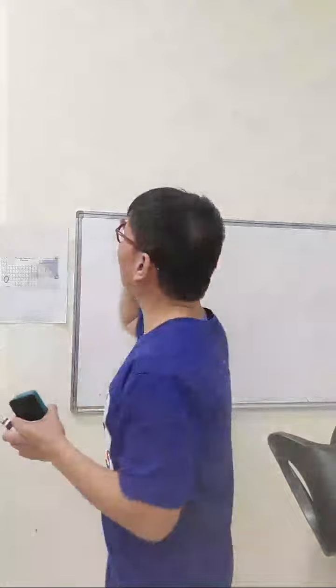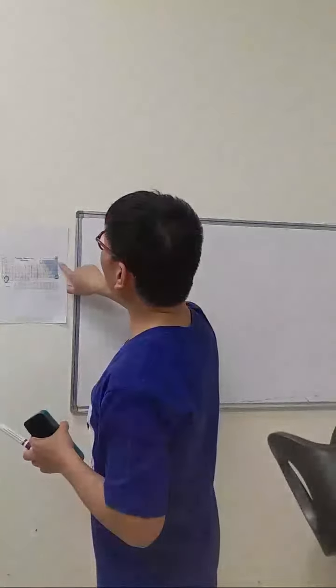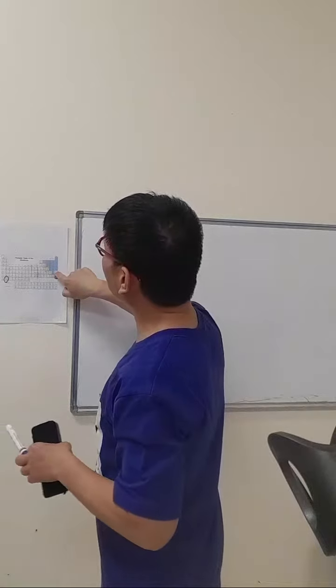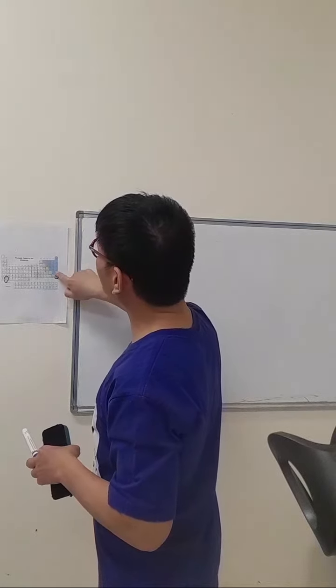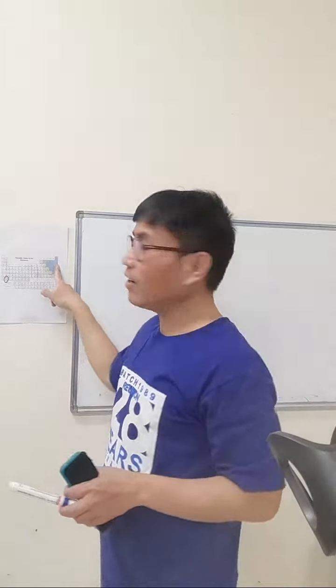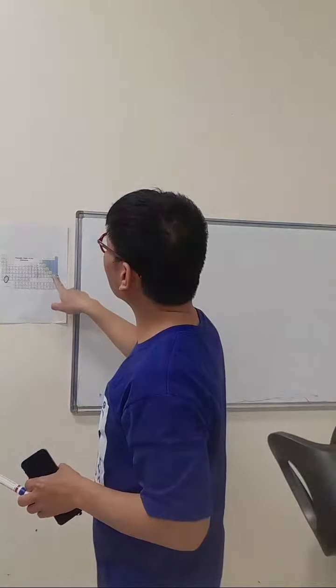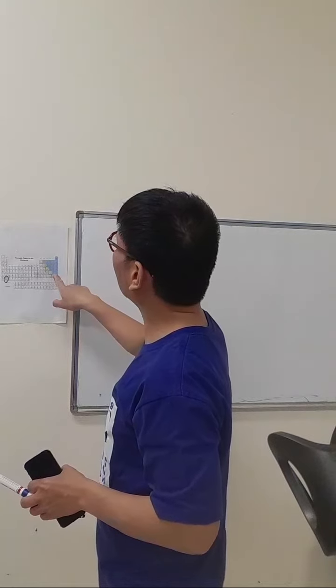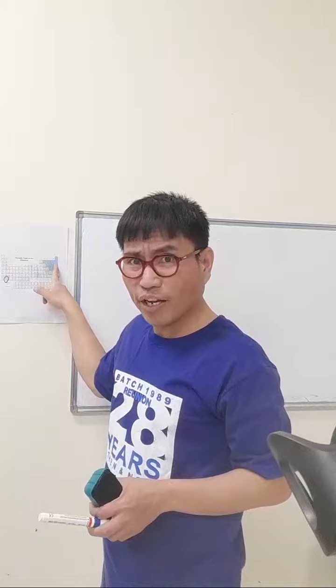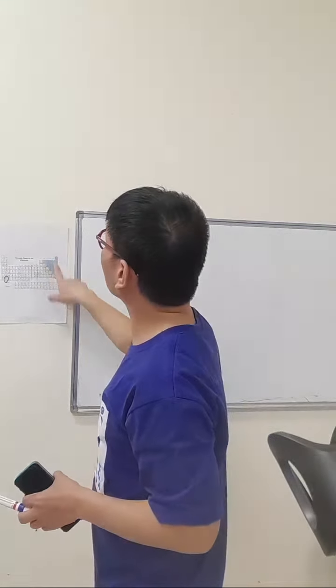For example, group 7A: fluorine 19, chlorine 35. As we go down, the atomic weight is increasing. Meaning, as we go down, the boiling point is increasing. So iodine has a higher boiling point compared to fluorine. You get the point?